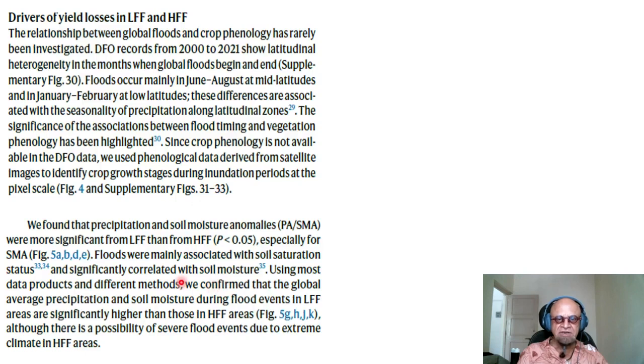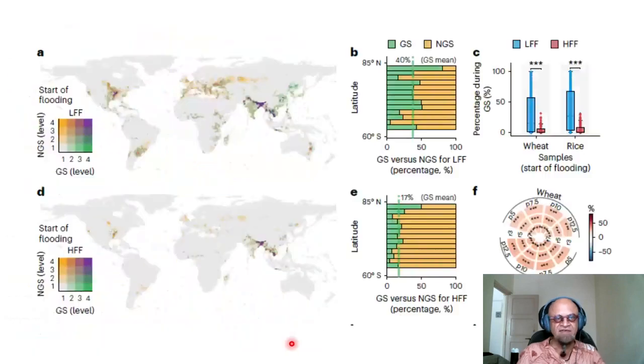Floods were mainly associated with soil saturation status and significantly correlated with soil moisture. Using most data products and different methods, we confirmed that the global average precipitation and soil moisture during flood events in LFF areas are significantly higher than those in HFF areas, although there is a possibility of severe flood events due to extreme climate in HFF areas as well. So here is more data on wheat for LFF and HFF in terms of start of flooding.